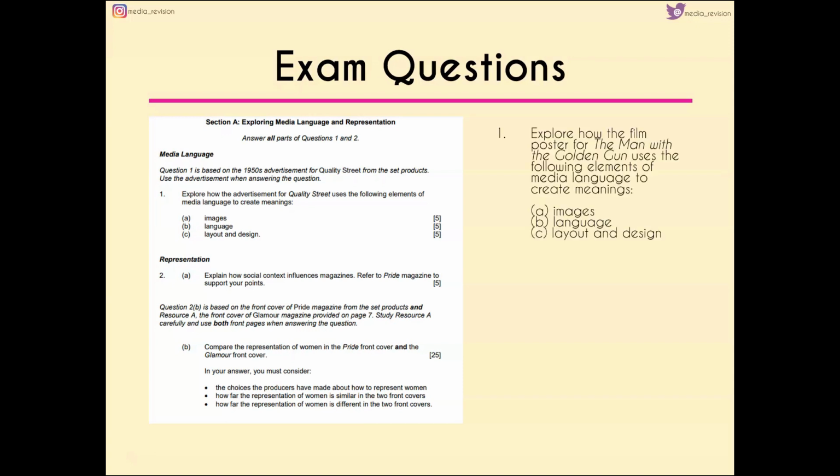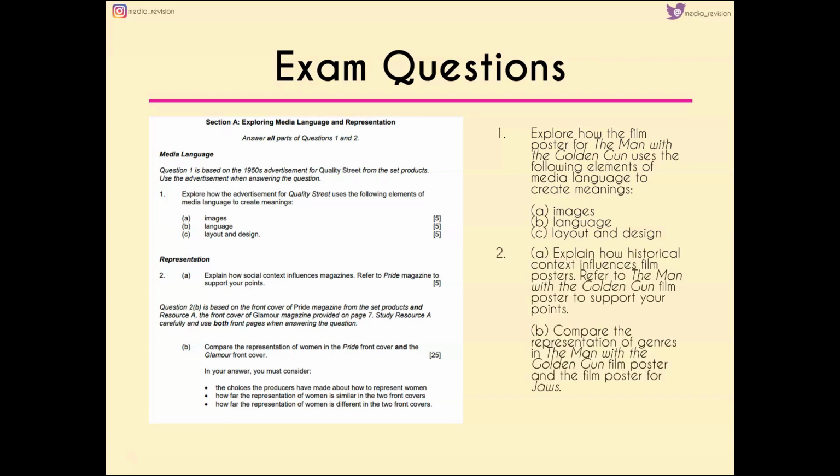So for us, what we're going to be doing is looking at how the film poster for The Man with the Golden Gun uses images, language, layout and design to create meanings. We're then going to explore how historical context influences film posters referring to The Man with the Golden Gun to support our points. And we're going to compare the representation of genres in The Man with the Golden Gun film poster and the film poster to Jaws.